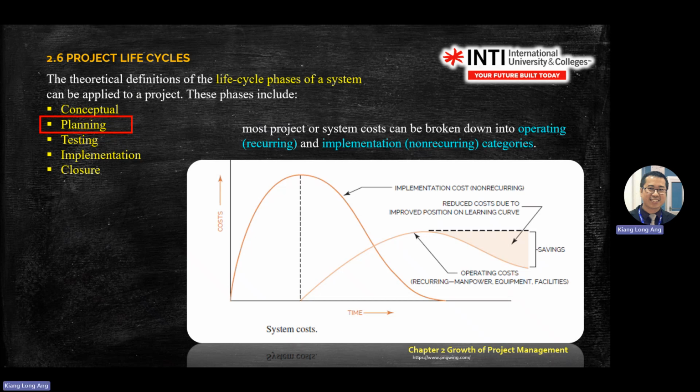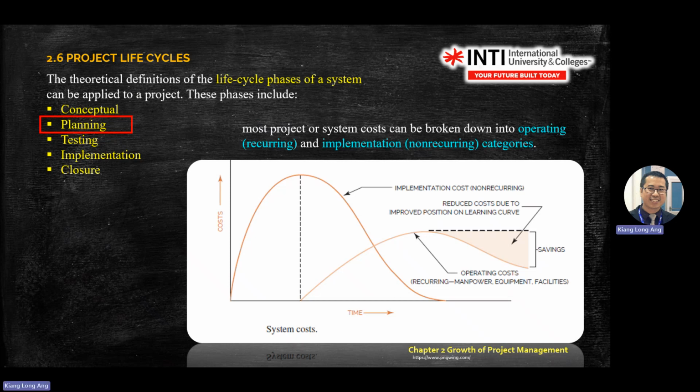Implementation cost: why does this curve start from here and not here? Because, let's say you want to build a factory, normally you start with the building first. You subcontract it out, wait until the factory floor and everything is done, and only then do you put in the equipment. You buy equipment and all this. So you need a certain time before you can have the operating cost. These are the two costs in the projects: implementation and operating.